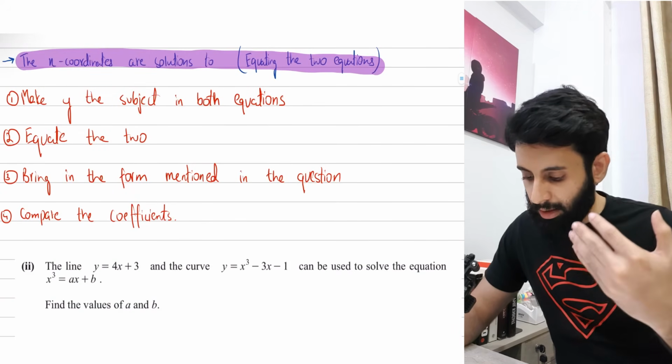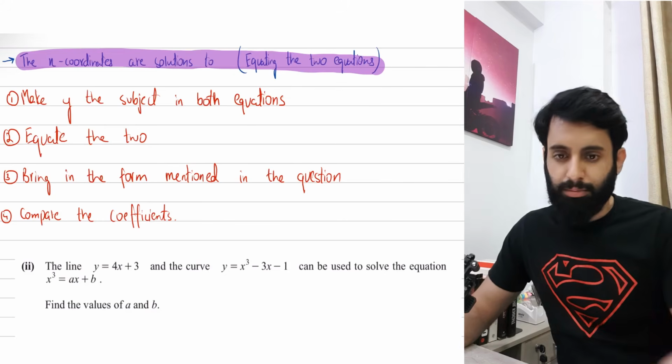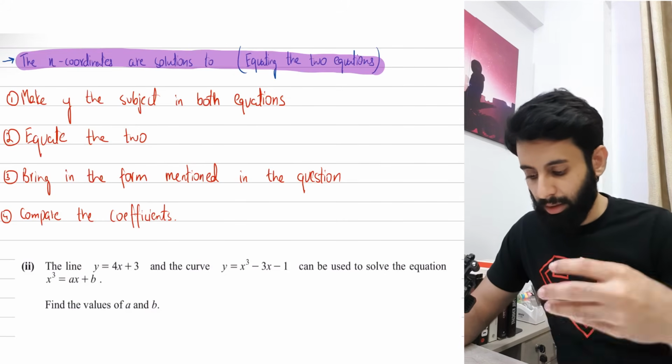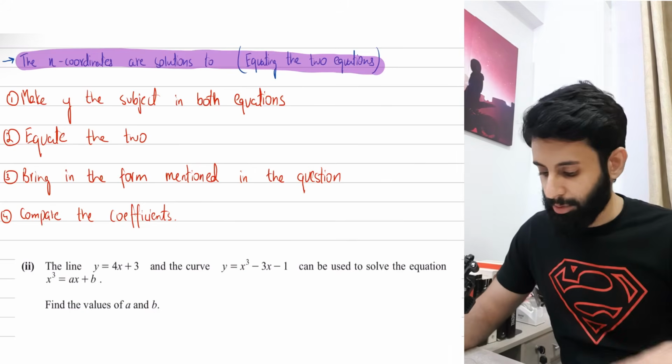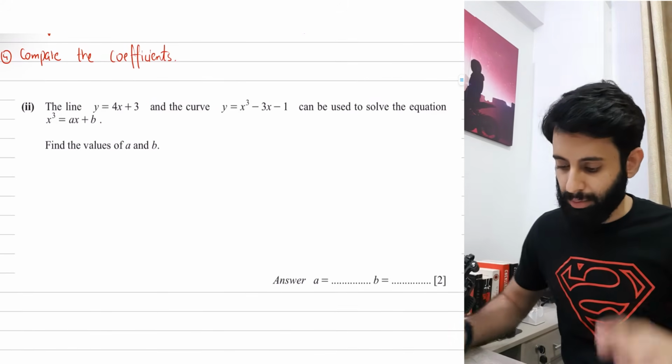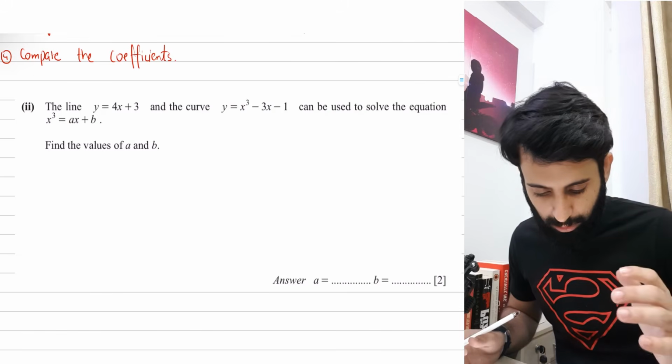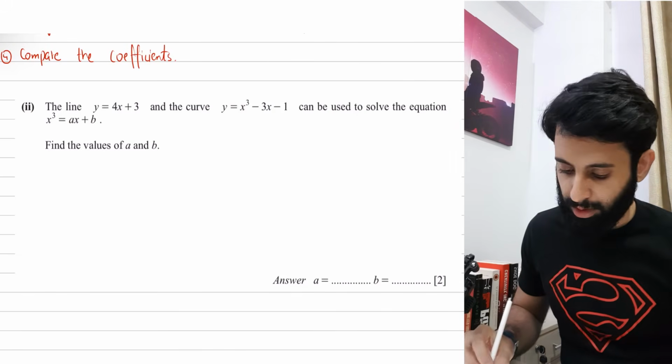If you haven't, you need to equate the two because you've made y the subject in both, and you need to bring it into the form that's mentioned in the question, and then compare the coefficients. So I'm going to do just that, and this is an example from past paper questions. I wish I had mentioned what year this is from, but anyway, this is a past paper question.